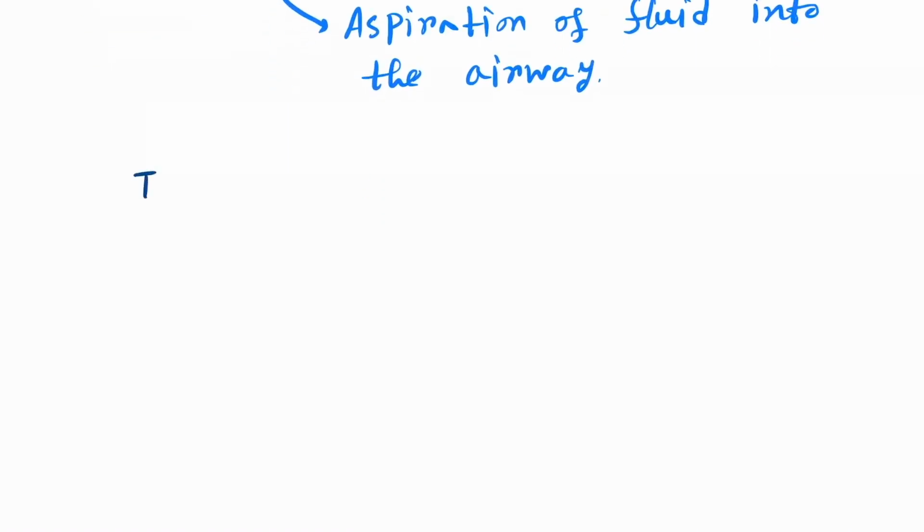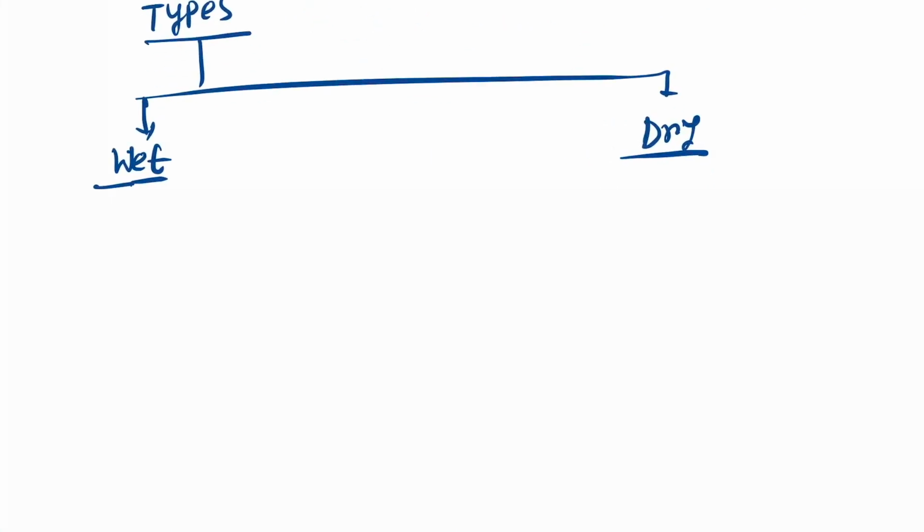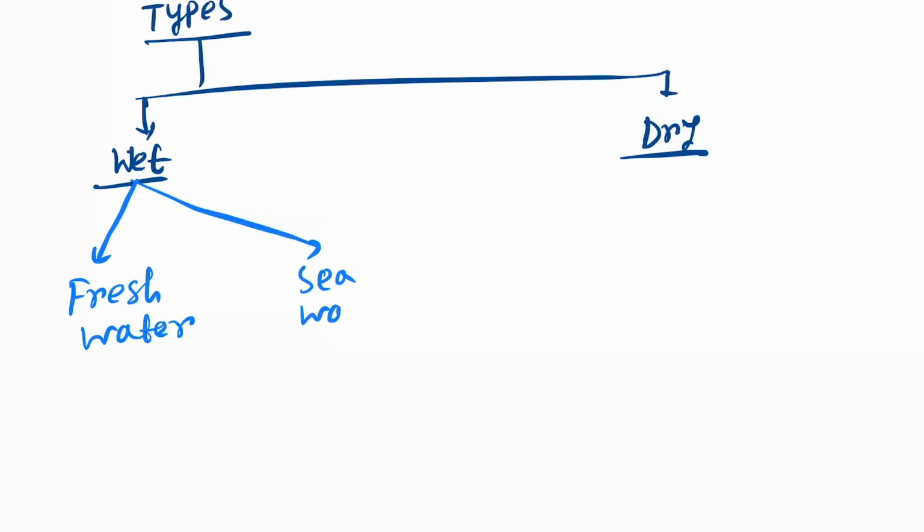Okay, now there are two types of drowning. First one is wet drowning and second one is dry drowning. And the wet drowning is of two types. That is, the first one is fresh water and second one is the sea water.